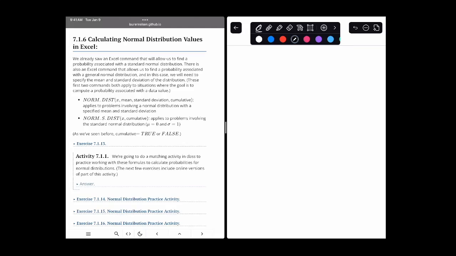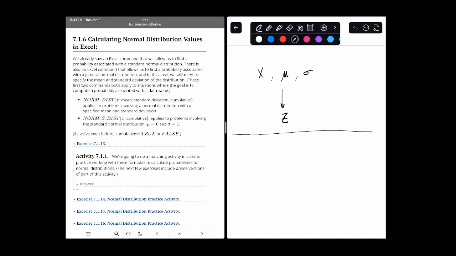So we saw how to use Excel to find probabilities for a standard normal distribution, and there's also an Excel formula that we can use to find probabilities for a general normal distribution when we're not just working with z-values. We can always take our general normal distribution, I'll call it X, where we find our mean and our standard deviation, and we can always find the z-values and convert this into a standard normal, but it turns out we don't always have to do that to be able to calculate probabilities in Excel.